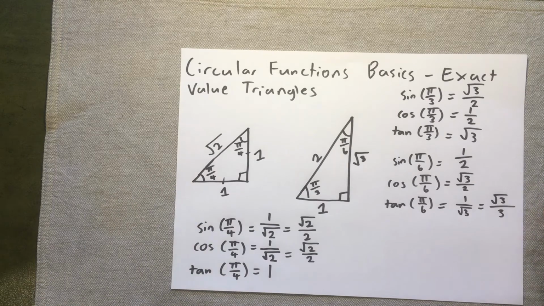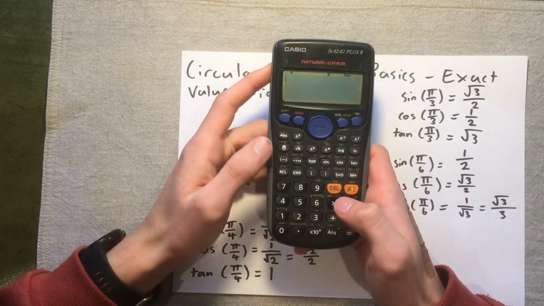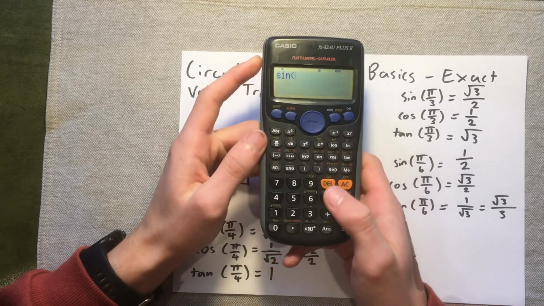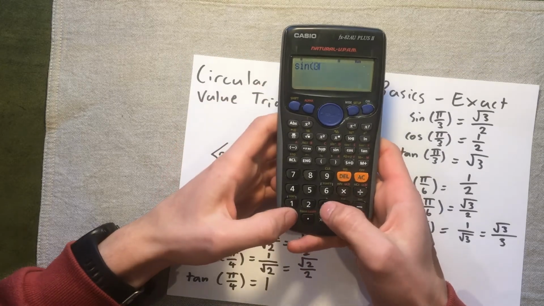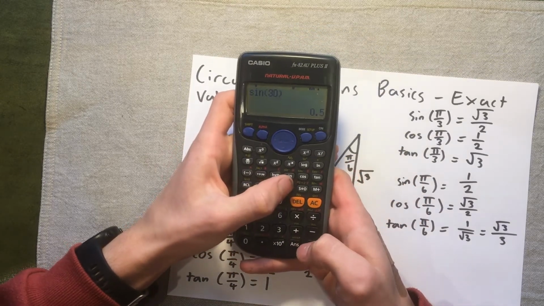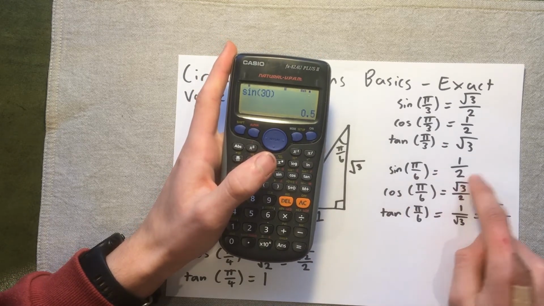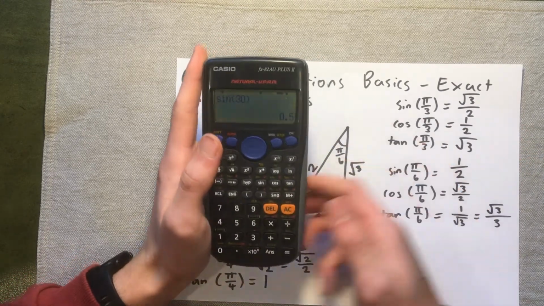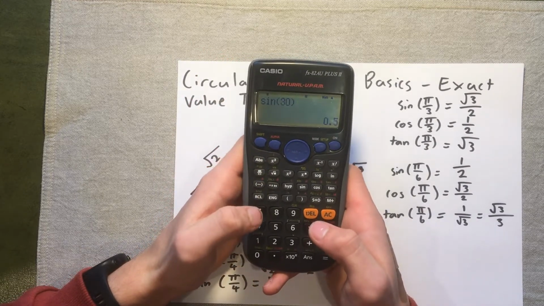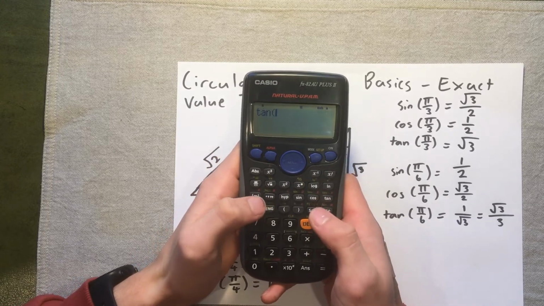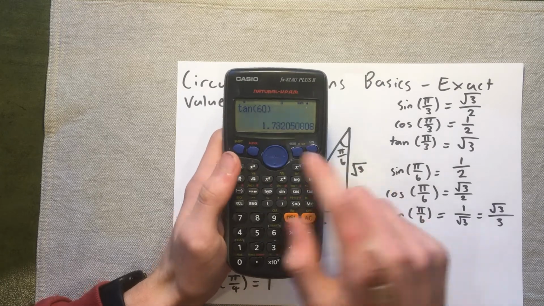We'll do some checking here. If you were going to do sine of pi on 6 with a calculator, this calculator's in degrees, so we'll do sine of 30, and that's going to give me 0.5, and that lines up with our half here. Let's do something that's not going to give a nice number. We'll do tangent of pi on 3. So I'm going to enter tangent of 60, and it's going to give us a number with decimals.